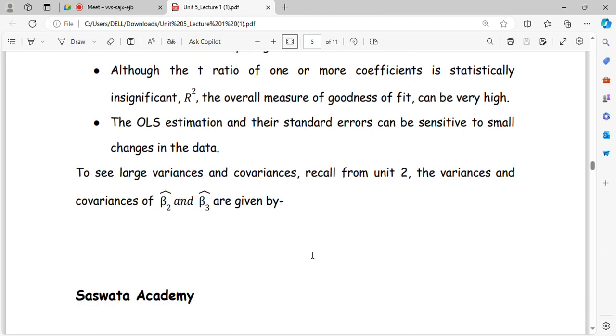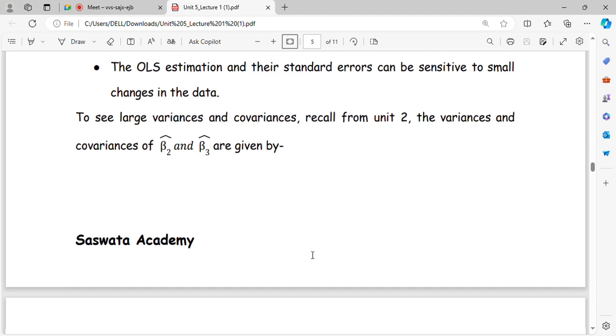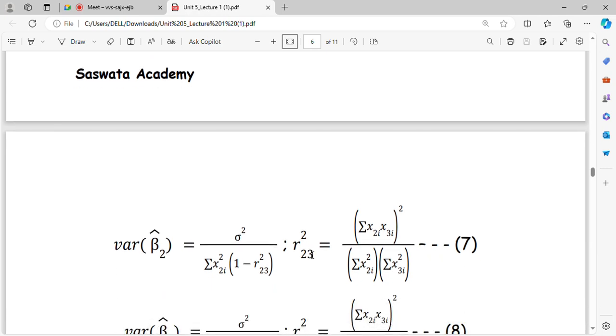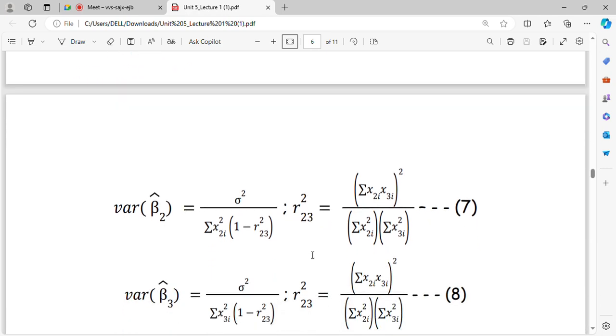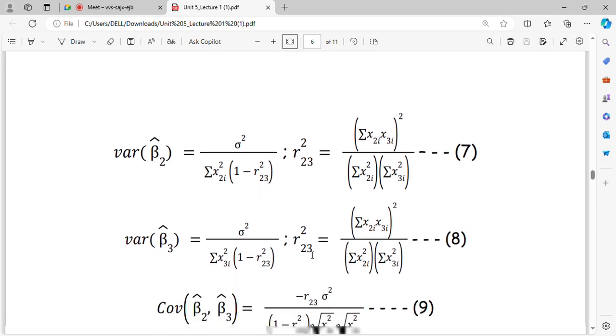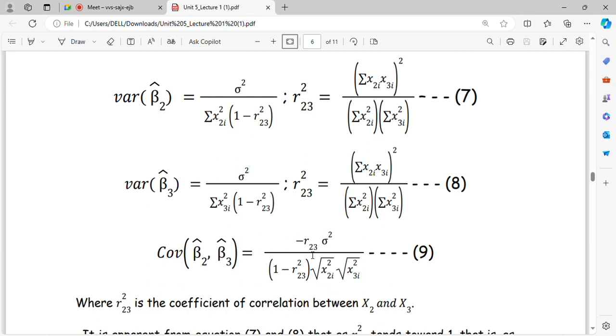To see the large variance and covariance, recall from unit 2 the variance and covariance of beta 2 hat and beta 3 hat. We know that the variance looks like this, right? Variance of beta 2 hat equals sigma square by summation x2 square whole times 1 minus r square 2 3, right? Where r square 2 3 was the correlation coefficient. Clear? And similarly, variance of beta 3 hat looks like this, sigma square by summation of x3 square times 1 minus r square 2 3, where the correlation coefficient r square 2 3 is given in equation 8. And similarly, the covariance will be like this, which we understood in the previous lecture.